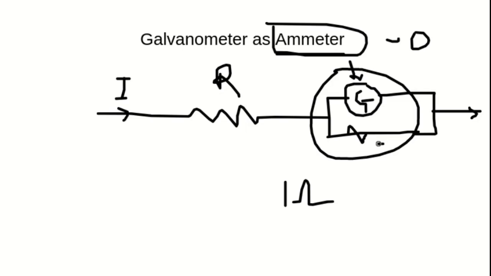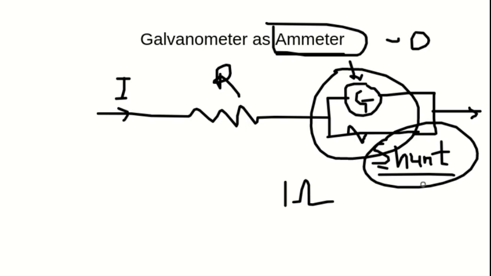Suppose this is S. Why is this called S instead of R? This is called shunt resistance. It is denoted by S and the galvanometer has resistance G. This shunt resistance is in parallel, so this parallel resistance is very low, less than 1 ohm.